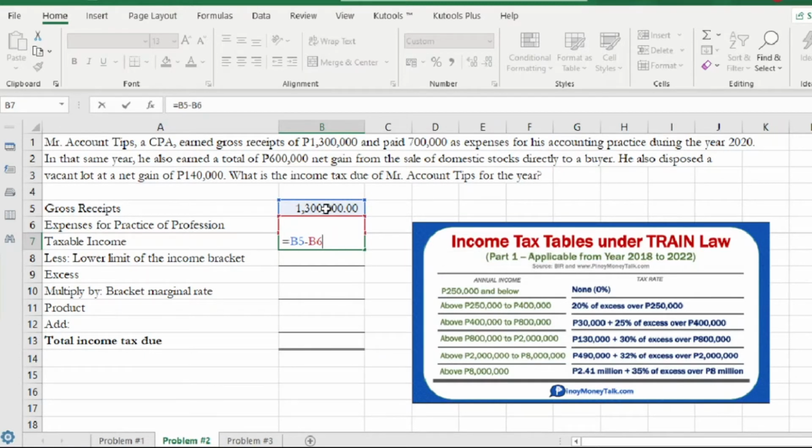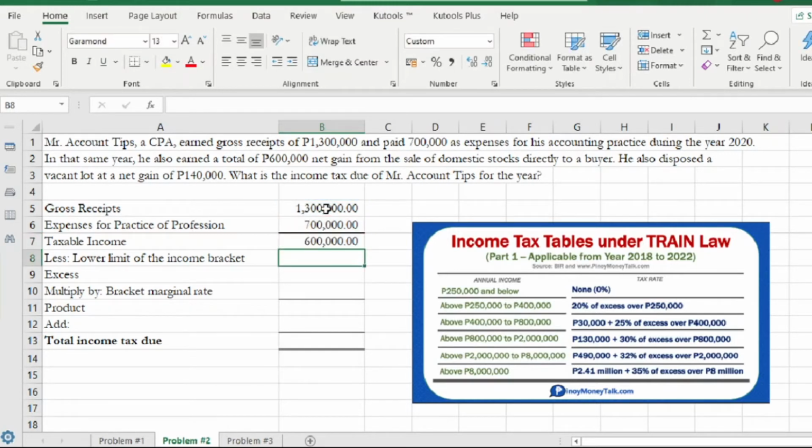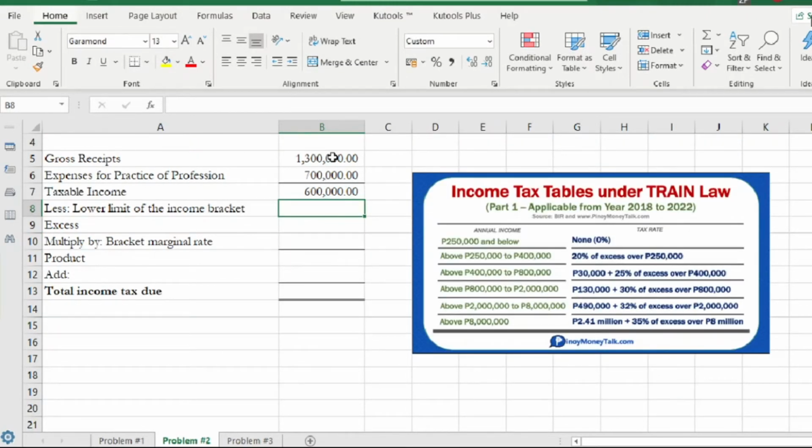So the result of our taxable income would be 600,000 pesos. Now, what about the other gains or incomes that he earned? Sale of domestic stocks directly to a buyer and gain from sale or dispositions of real properties in the Philippines are both subject to capital gains tax. Hence, this must not be included in the taxable income subject to regular income taxation. Again, the taxable income is 600,000.